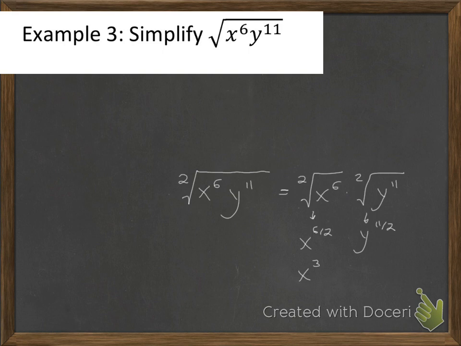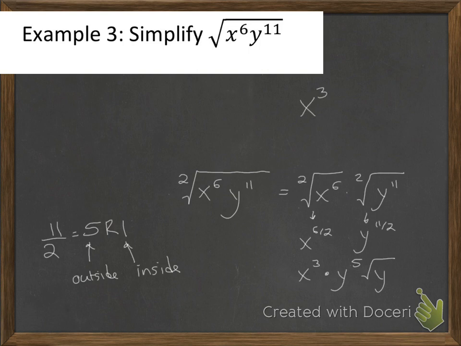All right, well, let's think about 11 over 2. So 11 divided by 2, 2 goes into 11 5 times. That gives us 10. 11 minus 10 is 1. So what does that mean? Well, this 5 is the exponent on the outside of the radical, and 1 is going to be the exponent on the inside of the radical. So this is times y to the 5th on the outside of the radical, y to the first power, or just y on the inside. So the final answer here is x to the 3rd, y to the 5th, times the square root of y. That is our final answer.